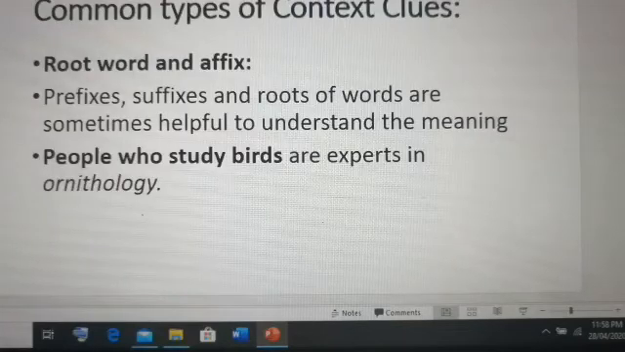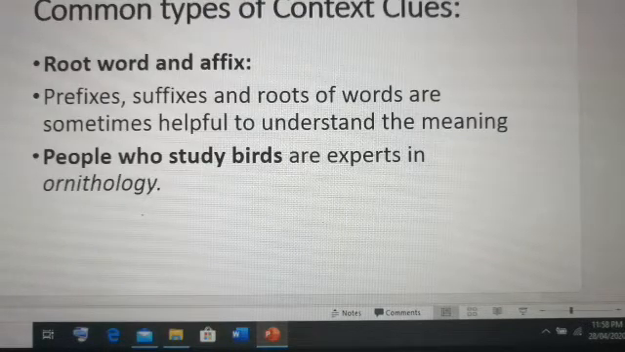As I told you, the writer gives us clues to guess the meaning of the word he or she has asked us. There are six different types of clues, and we are going to see how these clues help the reader to make a guess of the meaning of the word. The first one is root word and affix.